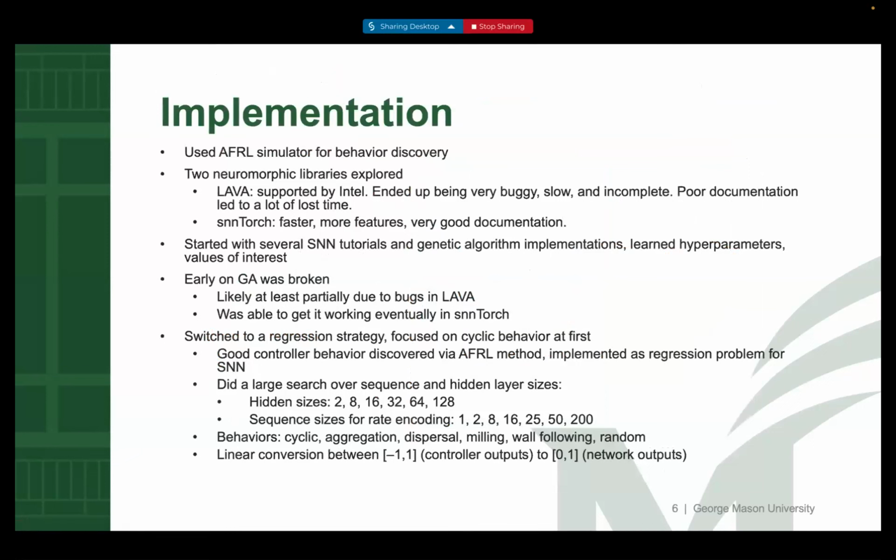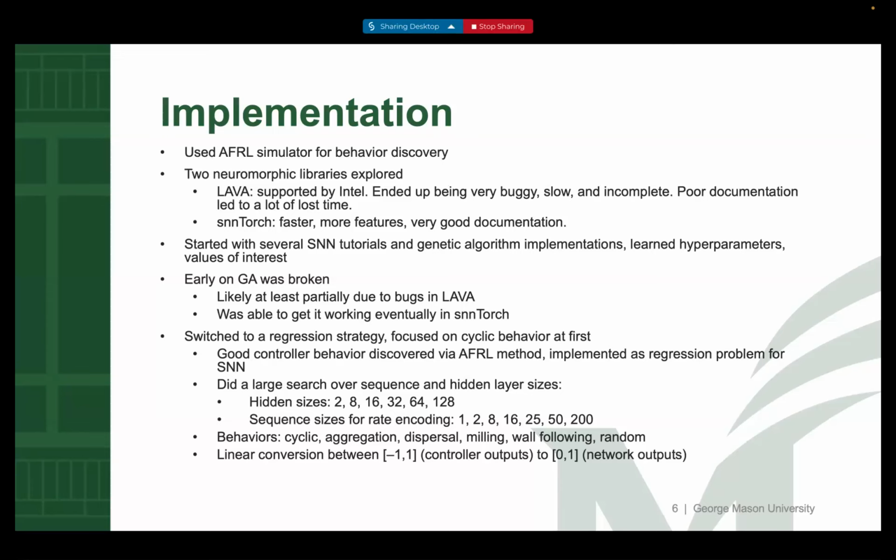I used the ARFL simulator for behavior discovery. I looked at 2 neuromorphic libraries. First Lava, which is supported by Intel, which is what I looked at first. I ended up wasting a lot of time on it. Eventually I switched to SNNTorch, which had much better documentation. That was one of the big challenges of my project: this was my first time working with neuromorphic models. Going into Lava, which has bad documentation, I didn't know what I didn't know, so I had a really hard time training these networks.